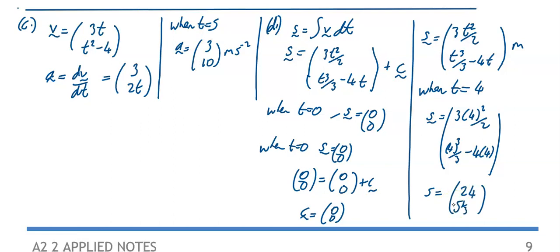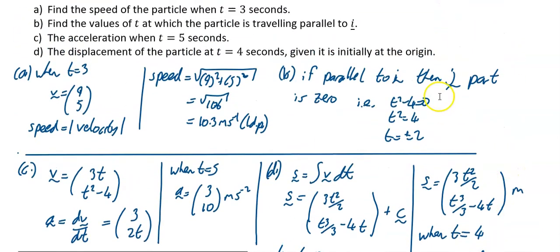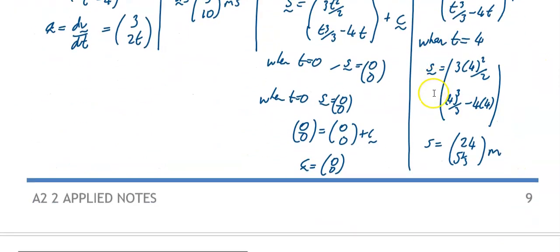which is 24 in the top line and 5 1/3 in the bottom line, and that's going to be meters. Let me see, it was the displacement, thankfully. If it had said the distance, we would then have had to do the modulus of this, but this is our displacement vector, so 24 and 5 1/3 meters is our answer for this part.